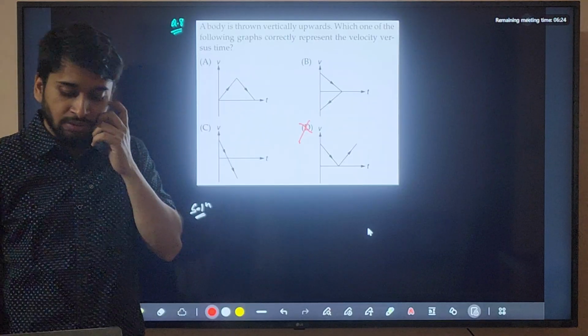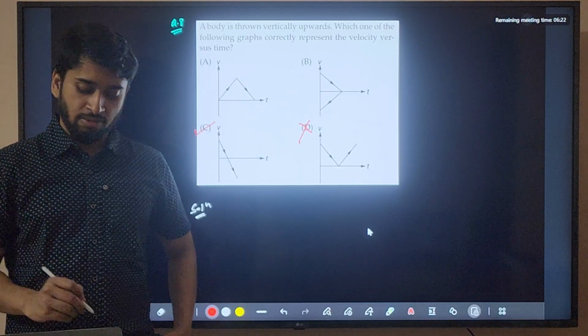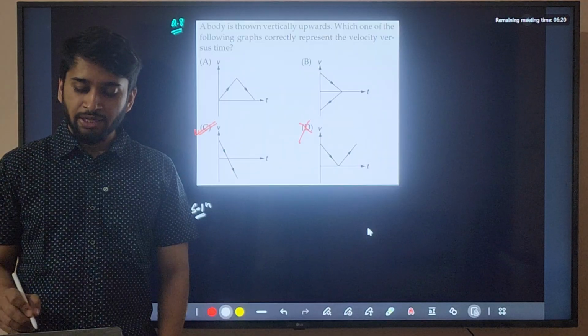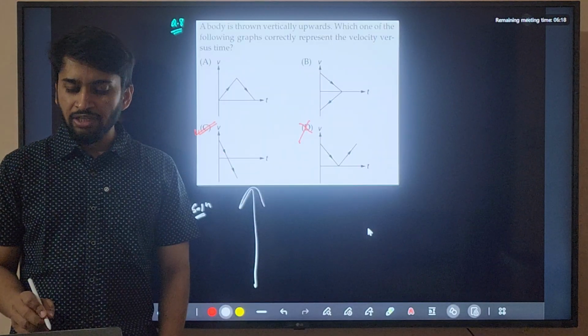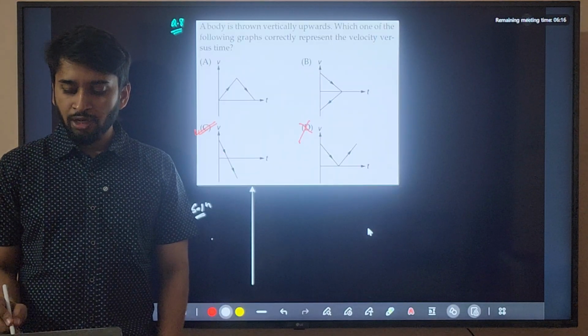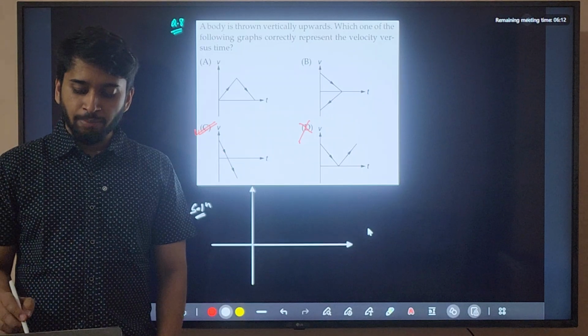And for the velocity time graph, the correct answer will be option C, right? Why is that? Let us try to understand. So we need to plot the velocity time graph, right? Now imagine how the particle moves.